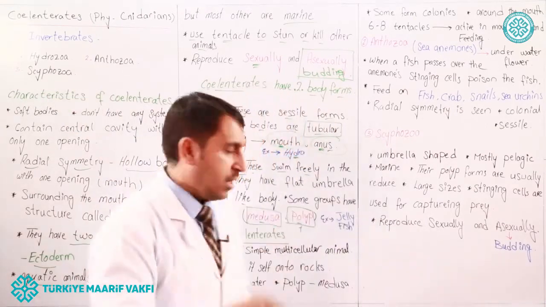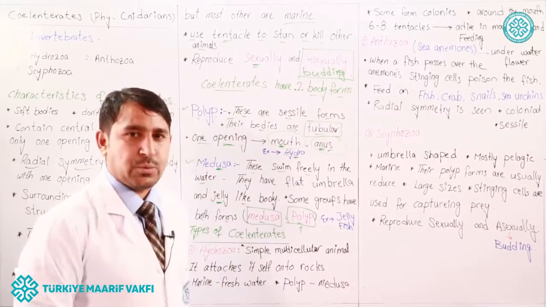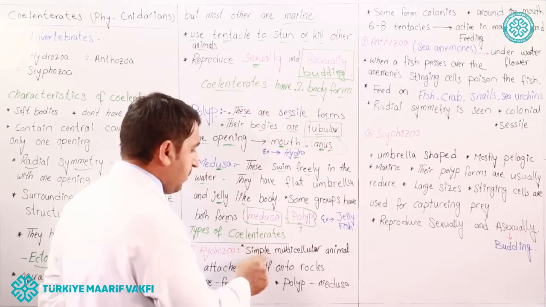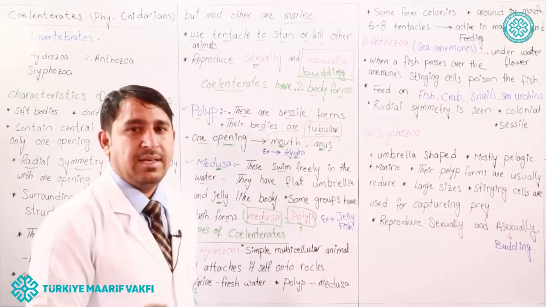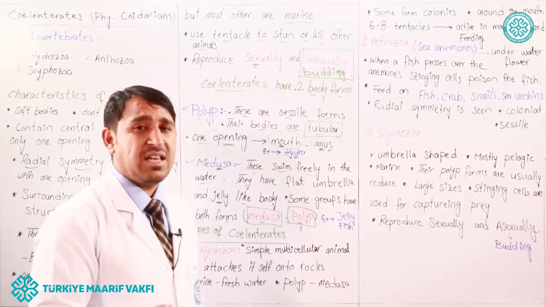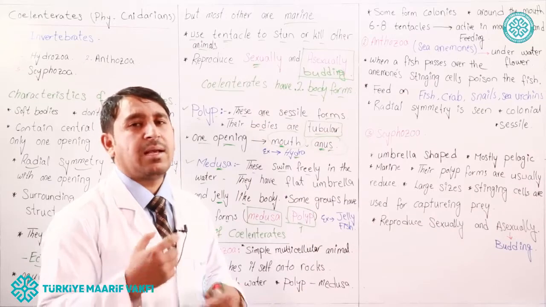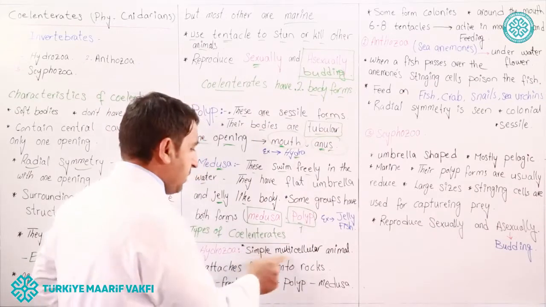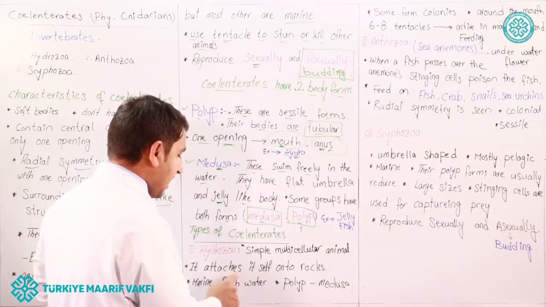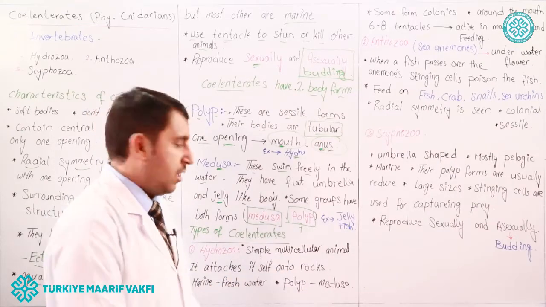Types of coelenterates. Three types or three classes we have in the coelenterates, which we mentioned before: hydrozoa, anthozoa, and scyphozoa. Now we are coming to discuss the first class, that is hydrozoa. Hydrozoa, simple multicellular animal. It is a simple living organism, but multicellular. It is made up of many cells, but they don't have complex body structures. It attaches itself onto rocks on the floor of the ocean.